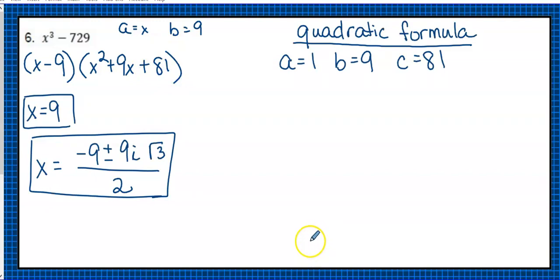Okay, so this is sort of a summary of number 6, quadratic formula. This is your A, B, and C, and then this is your conjugate pair right here. So you had x equals 9, and then this one here.